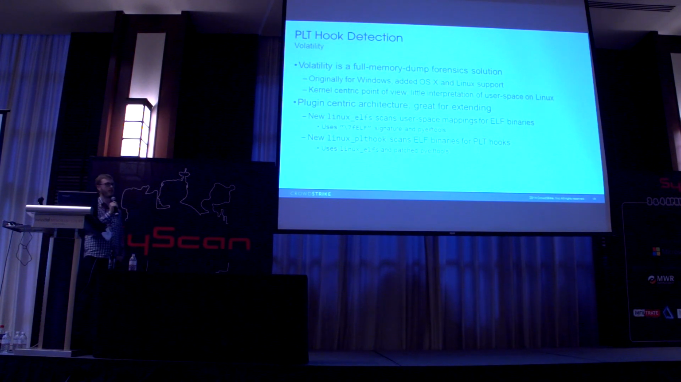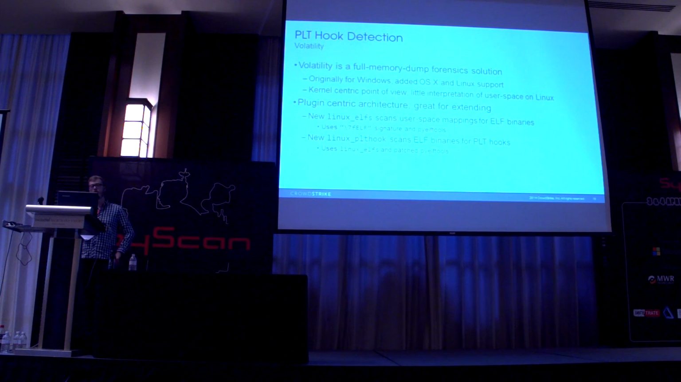So what is Volatility, for those who don't know it yet? Volatility is basically a Python program that lets you analyze full memory dumps, right? So not from a single process, but from the entire physical memory. They had it originally for Windows because Windows is the thing people care about, right? And then later they added OS X and Linux support. As I said, for Linux they only look at the kernel because only noobs do user space stuff, right? So yeah, it's very nicely done though. It's plugin centric, so everybody can write additional plugins or modules to implement new commands, which was useful for me.